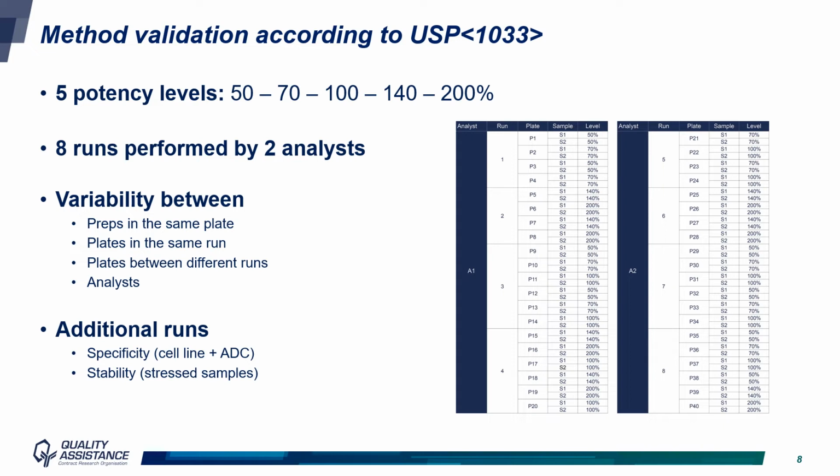2 additional runs were also performed in order to determine the specificity using a HER2 negative cell line or an irrelevant ADC, and the stability indicating power of the method using stressed samples.